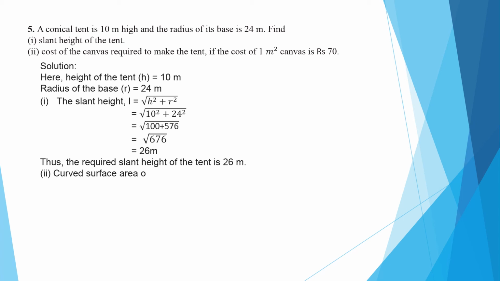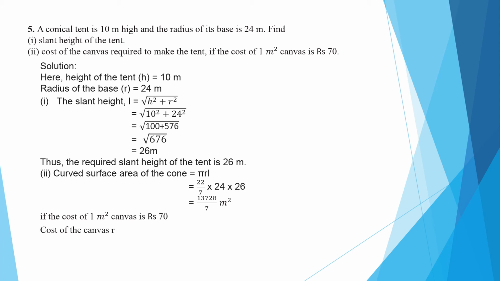Now we need to find the cost of canvas for making the tent. So that is CSA we will calculate. Pi r l is 13,728 divided by 7 meter square, on putting the values and doing the calculation. If 1 meter square of canvas is rupees 70, we multiply by 70. So the cost of canvas required to make the tent is 13,728 divided by 7 into 70. We are getting 1,37,280 rupees. Okay.